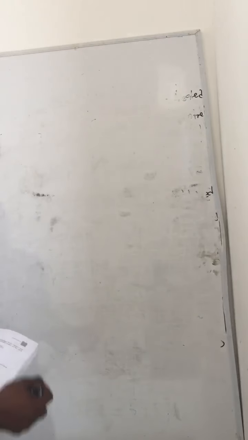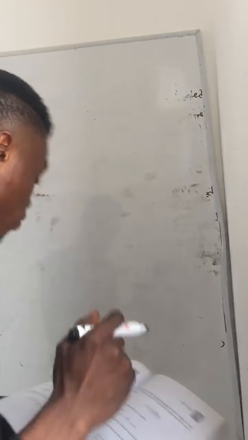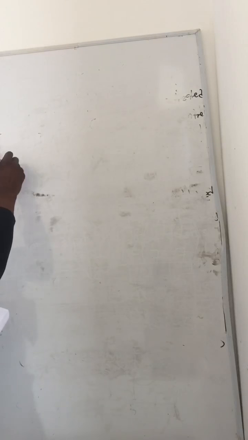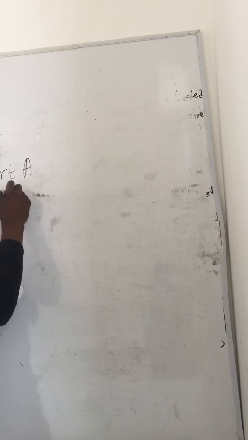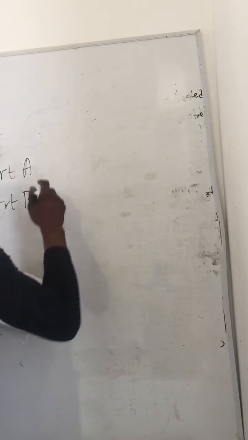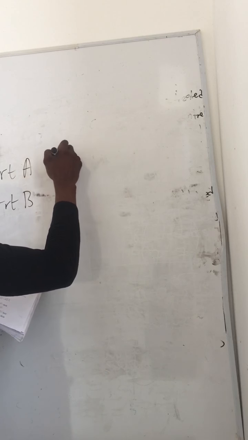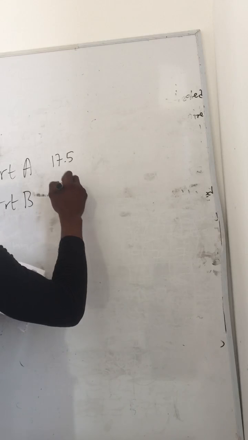So we are looking at the daily weight gain. I'm reading the question. The daily weight gain of heifers on 2 treatments of diet is as follows. So you have treatment A and treatment B. For treatment A, for day 1, you have 17.5. For treatment B, you have 21.1.